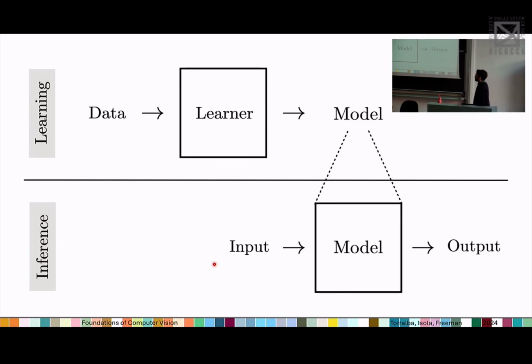Now, what's the concept of learning? The thing about learning is that we don't have the model. We have the data. We have a learner that, after the training phase, gives in output a model. And then we can move to the inference phase, where we get some new data, some inference data. We apply the model that was learned from general principles from the data, and we get our output.